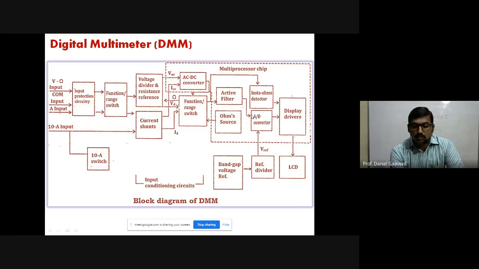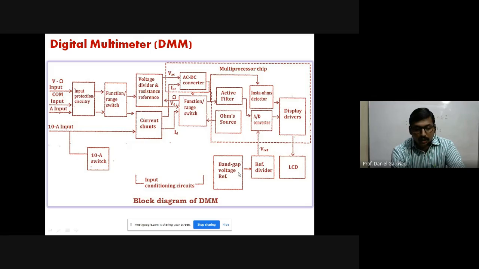Now we have the same process. This will be the A to D converter and display here. So this is the particular role of the digital multimeter in measurement of current, voltage and resistance. This particular block is called the input conditioning circuit.